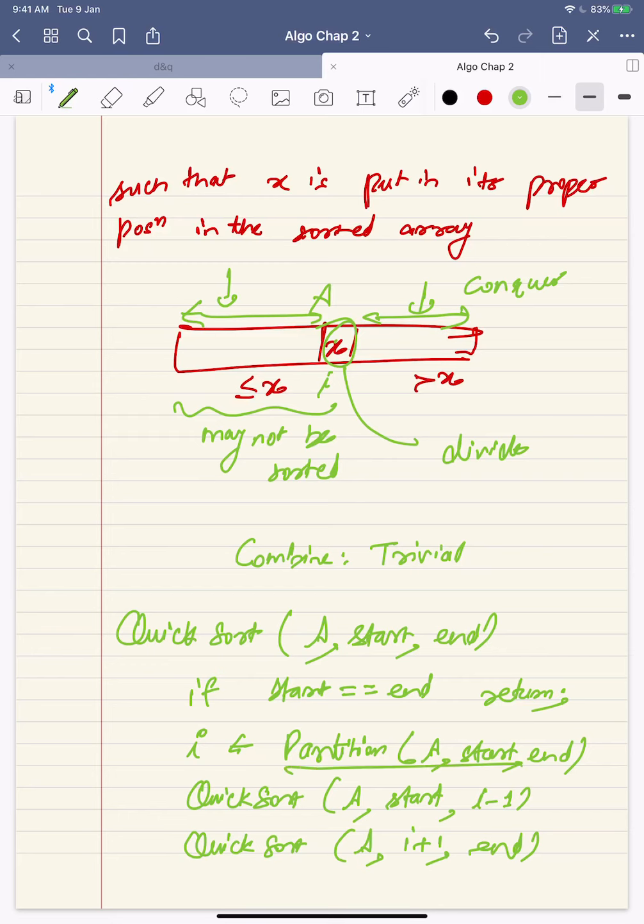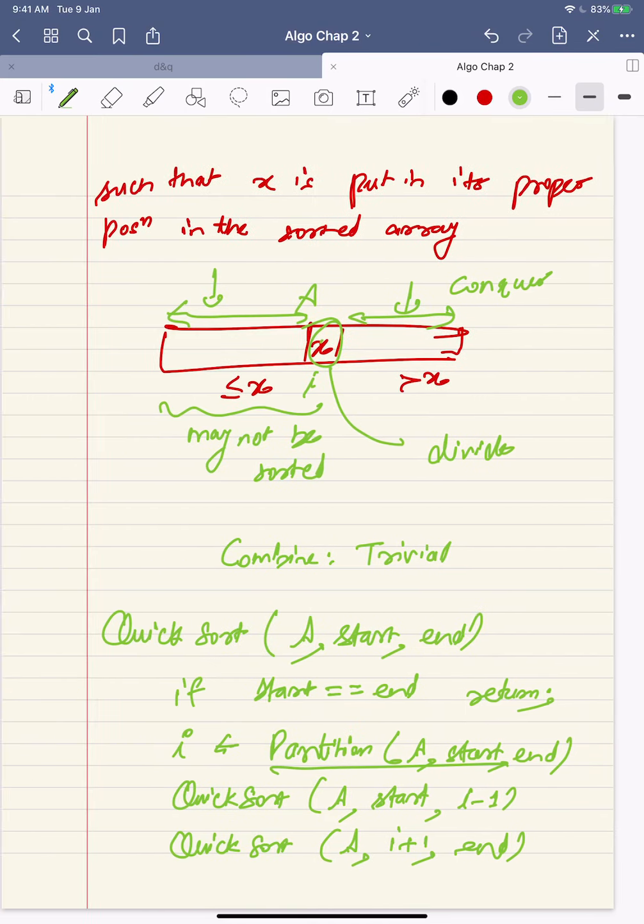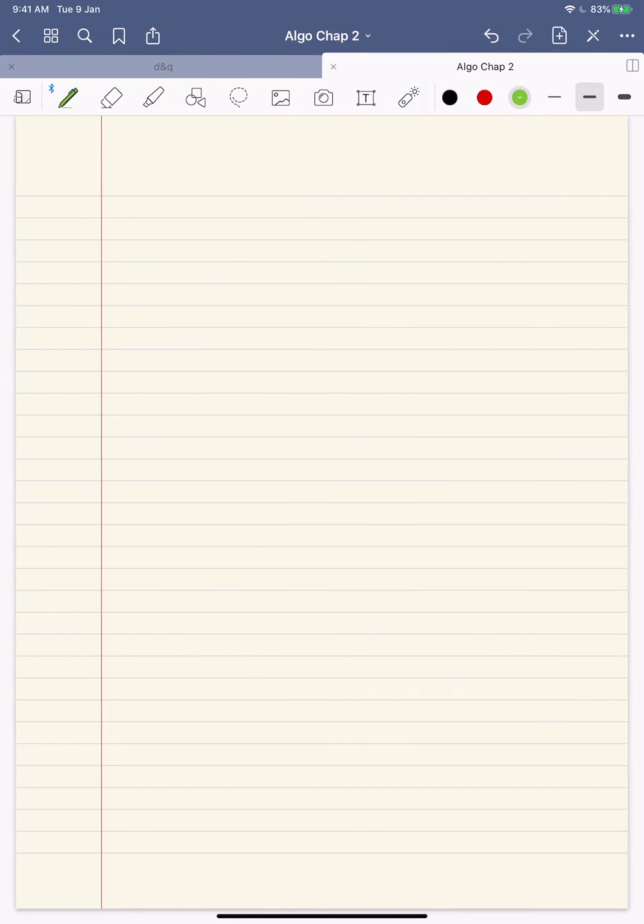Now, what happens inside the partition function? So you have this partition function where you give the parameters array A, the start and end. Now what you do is assign x as A[start]. The first element, we call it x, that is the pivot.